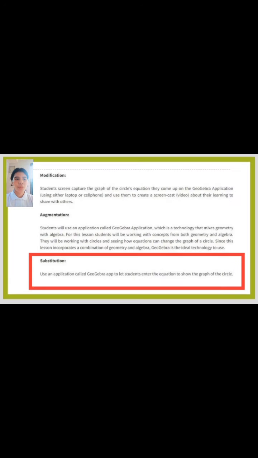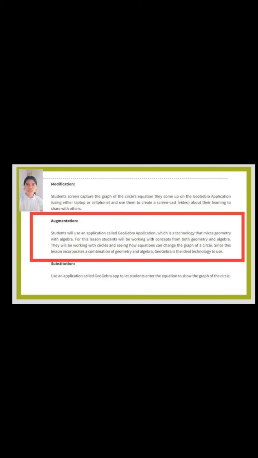Now, in order to integrate SAMR in the mathematics lesson plan, the teacher under substitution will use an application called GeoGebra app to let students enter the equation to show the graph of the circle. Instead of using traditional materials like pencil, paper, protractor, and ruler, here the technology is integrated in the lesson by using the GeoGebra app as a complete substitute.